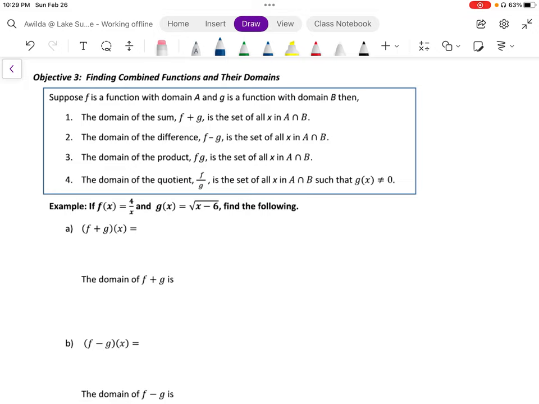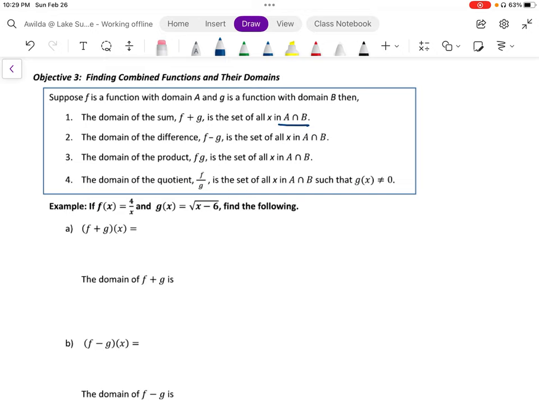Now let's look at domains of these combined functions. To find the domain of the sum of f and g, we first find the domain of f, and then find the domain of g, and look at which x values are part of both sets, which we label as the intersection of those two separate domains.